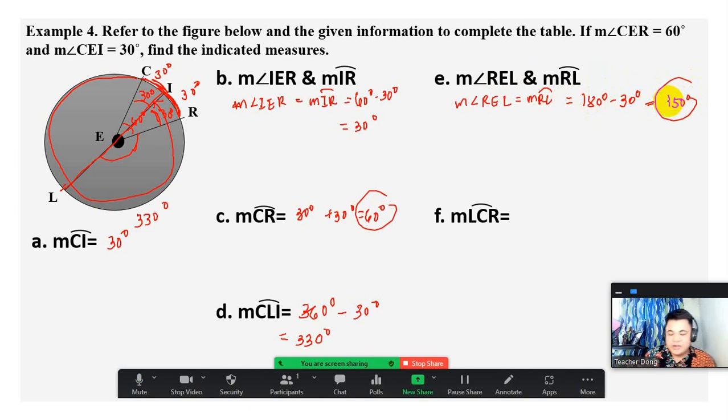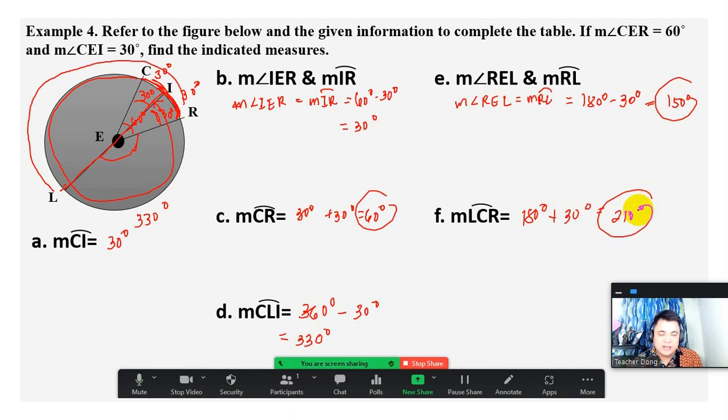Now, let's have letter F. Arc LCR. Where's arc LCR? So this one, LCR. It's more than half. It's more than 180 degrees. So therefore, add 180 degrees and the portion which is included, which is 30 degrees. So therefore, the answer here is 210 degrees. So that's how you will find it. Just remember, whatever the given measurements are, just put them in the diagram to have a guide on how you can actually solve for the unknown measurements.